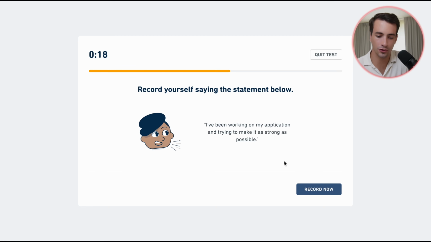All right, this one's a little shorter, so I can spend a little bit more time making sure I can pronounce each word. And now I'm going to read this nice and slow. I've been working on my application and trying to make it as strong as possible.